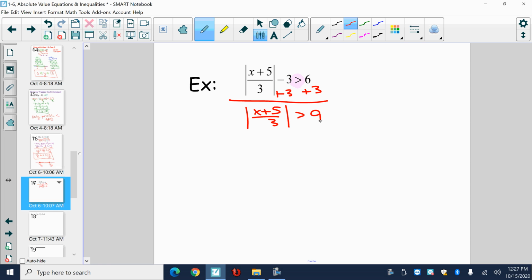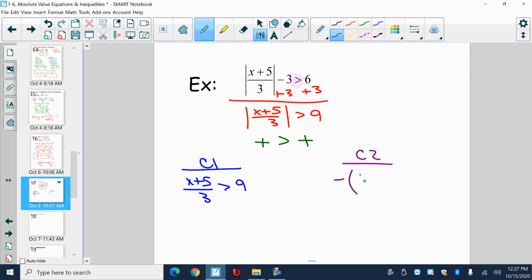So immediately, I'm going to ask myself, is this possible? So this positive number is greater than a positive number. Are there numbers out there where one positive number is greater than the other positive number? The answer to that is yes, there are. So I'm going to go to case 1. Case 1 is going to be x plus 5 over 3 is greater than 9. And then case 2 is going to be a negative in front of the x plus the 5 over the 3 is greater than 9.